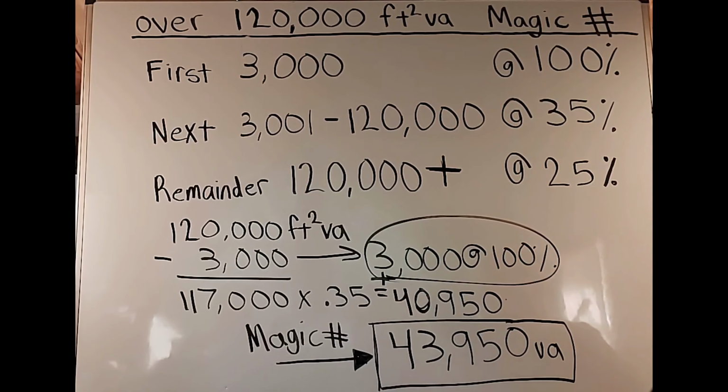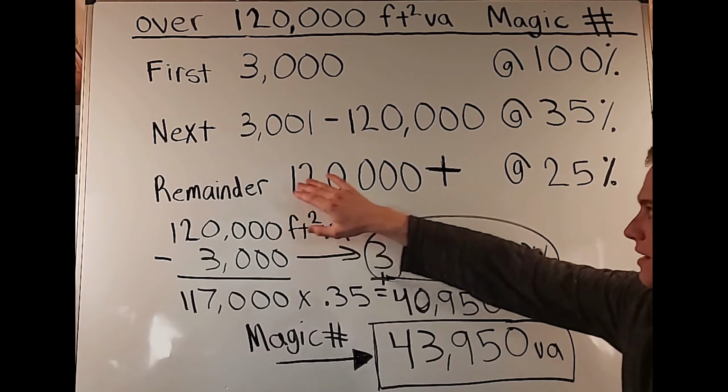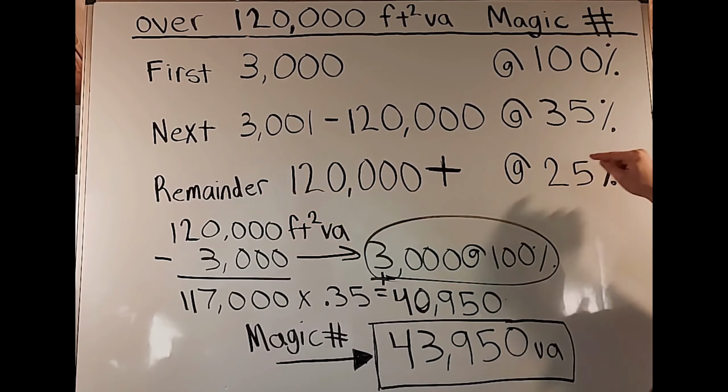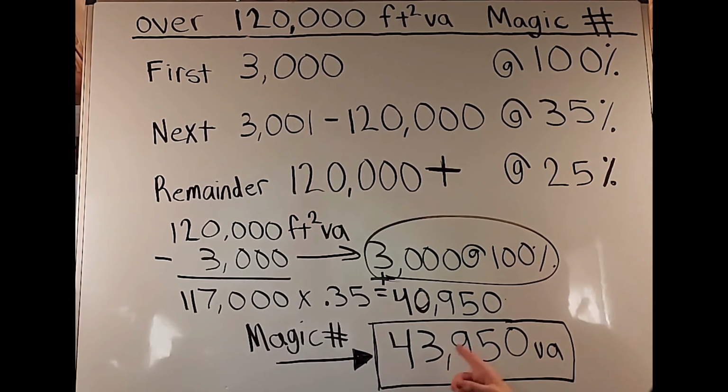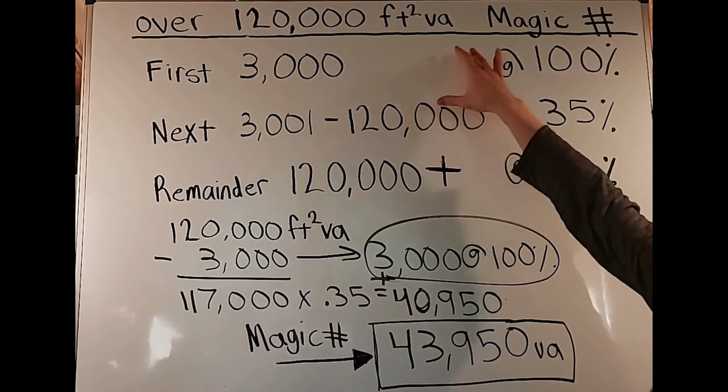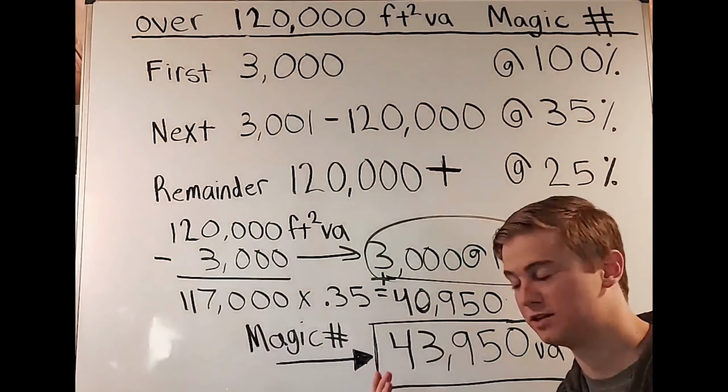Okay, so now what happens if we are over 120,000? To simply sum it up, we're going to take that remaining number and we're going to have it at 25%, and then we're going to add it back to this magic number, or the total of the first two sections, which is always going to be the same number.